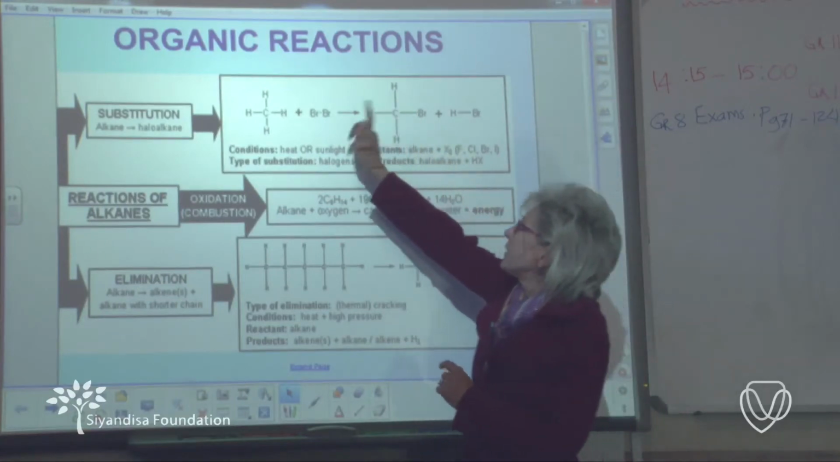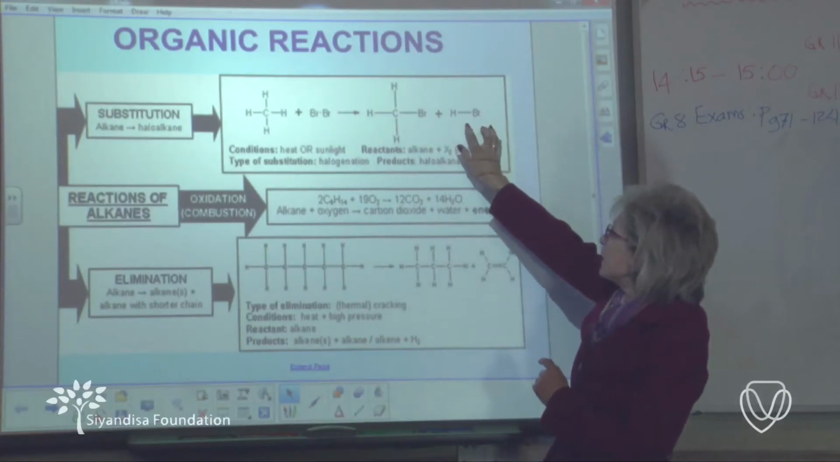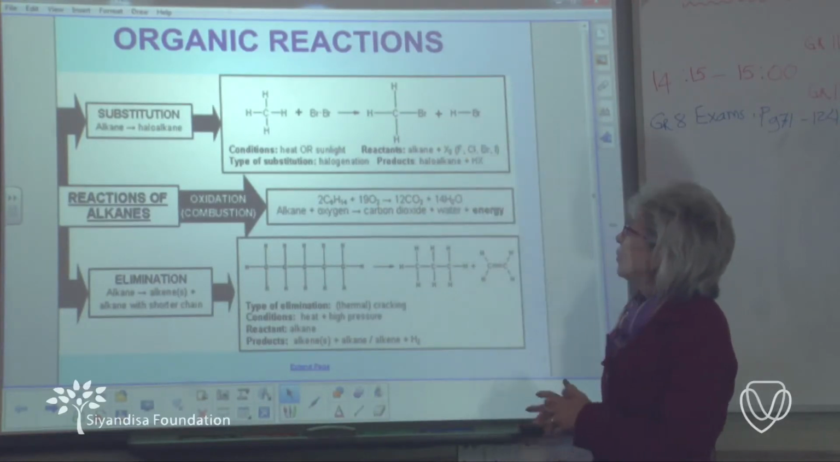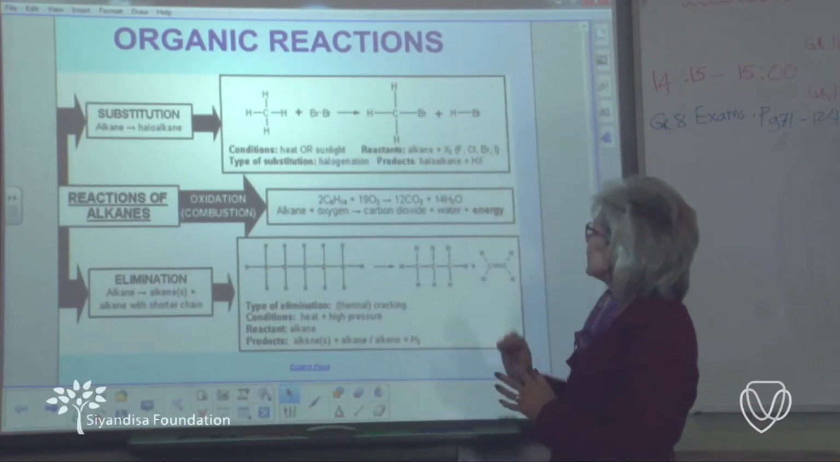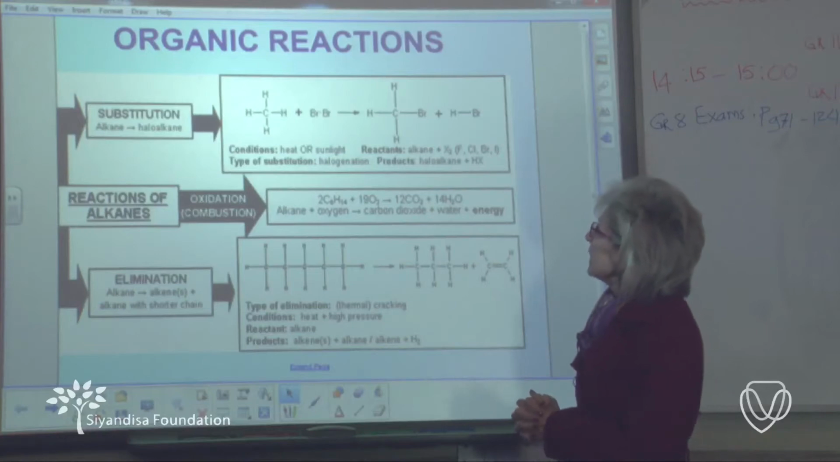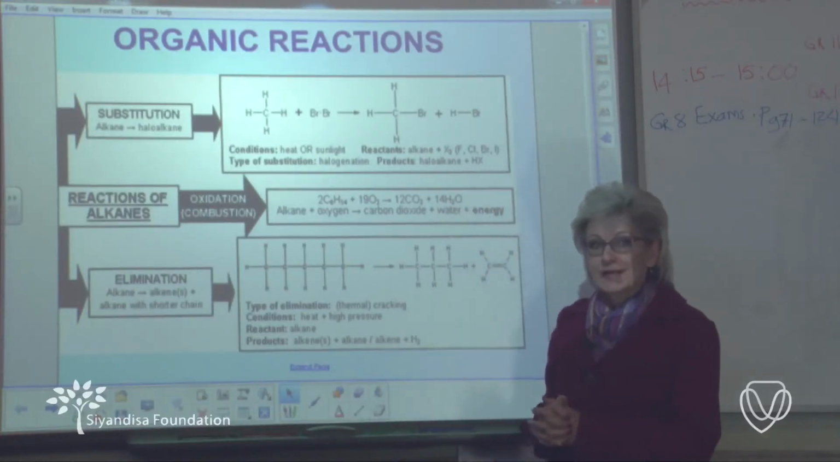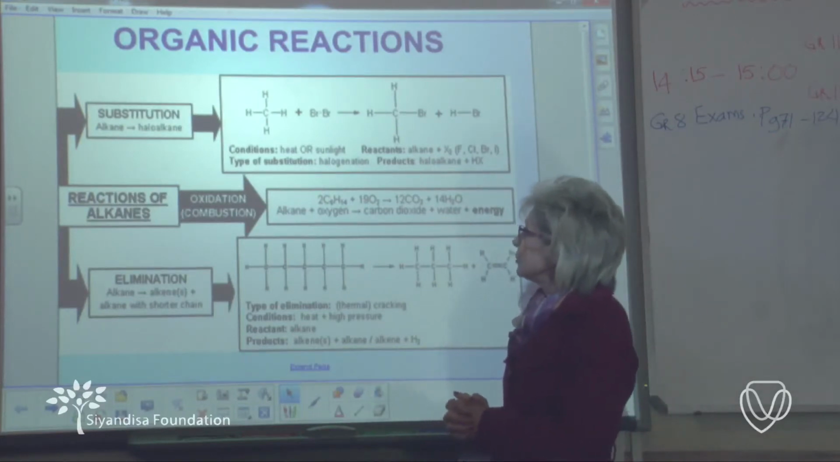And then again, one of the halogens being substituted by one of the hydrogens. So we end up with two products again, therefore called substitution. Started off with two chemicals, ended up with two chemicals. And our reaction condition is that this reaction does not take place spontaneously. It needs heat or sunlight to react.